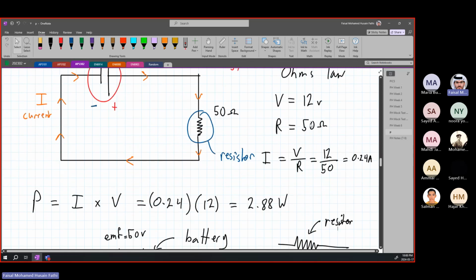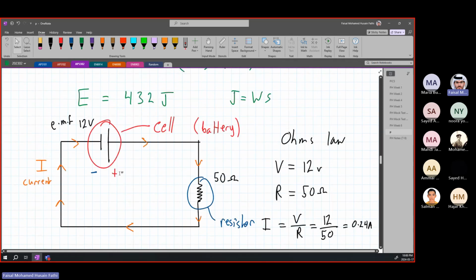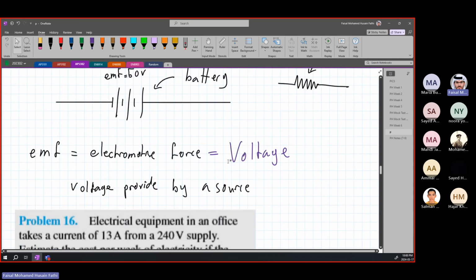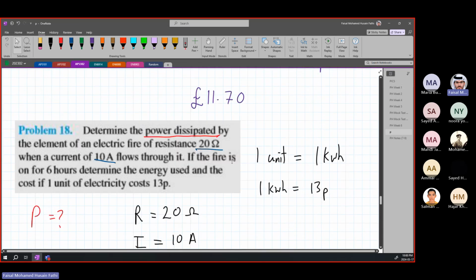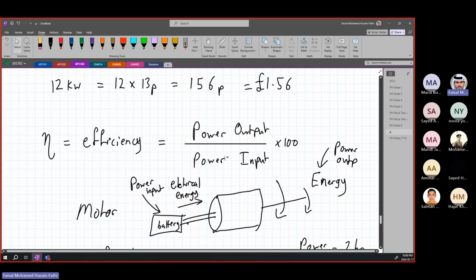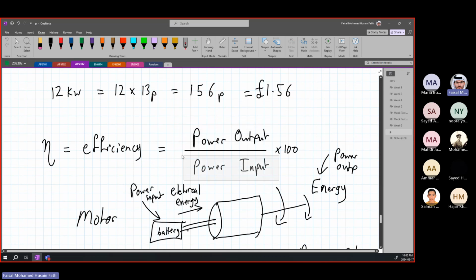I showed you how to apply Ohm's law and power when you have a circuit. Remember that current is always leaving the positive end, which is the longer side of the cell, and entering the negative end, which is the shorter side of the cell. And that is pretty much it. Then we talked about efficiency. Efficiency is simply output power over the input power times 100.